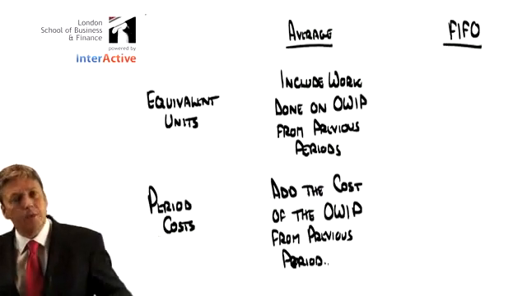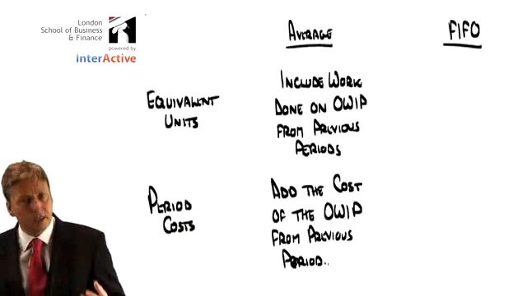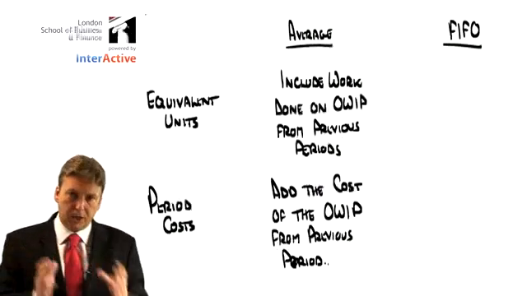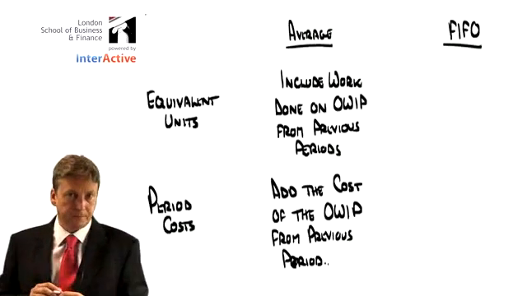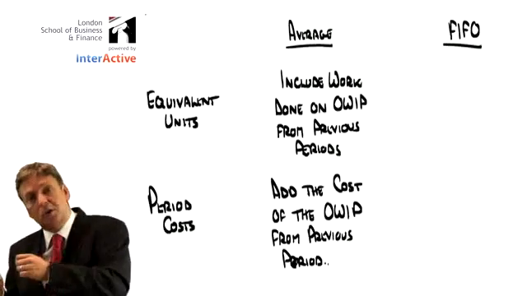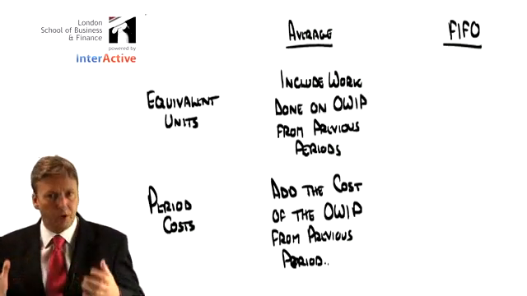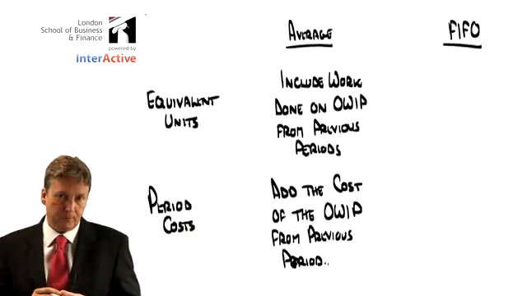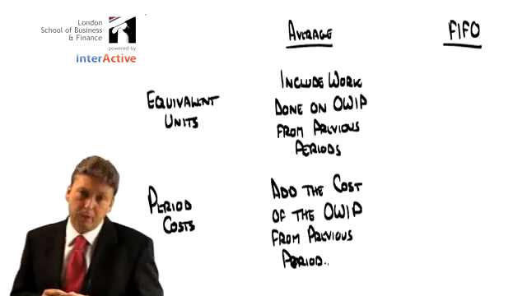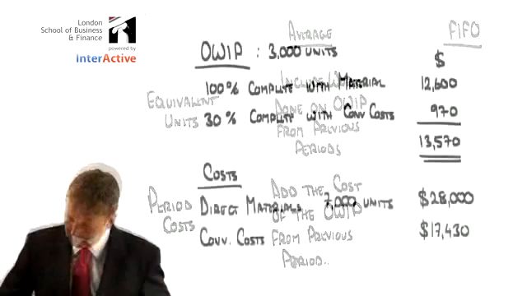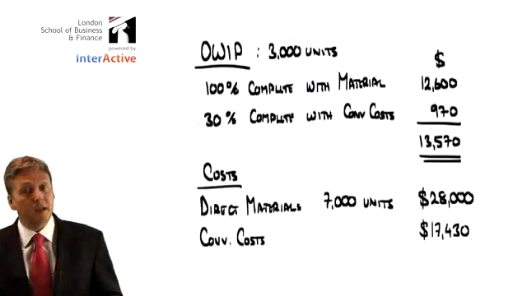So that's the deal. We want to be consistent. If we are consistent and include both the work done from the previous period and also the cost of that work done, this will give us an appropriate average. Shall we see how it works with regard to the numbers that we've already talked about? Let's look back at the information.